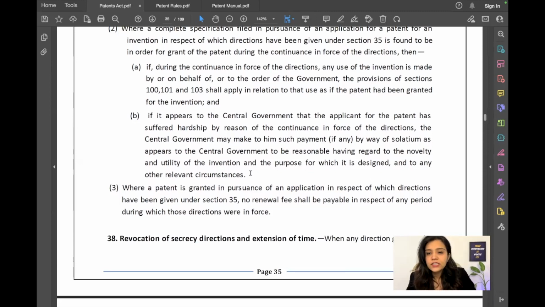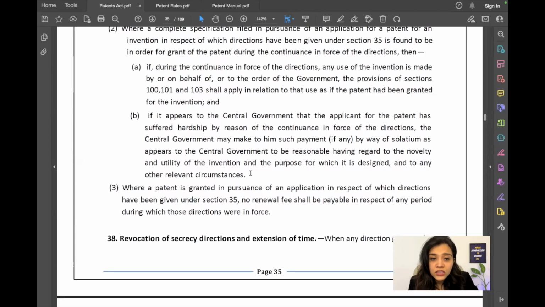So because these secrecy provisions were applicable, the applicant was not able to use or commercialize the invention. But there might be situations where the central government is using this invention, and in that case, what may happen? The central government may compensate the applicant of the patent. Why? Because the central government is using this invention. So that is also possible.